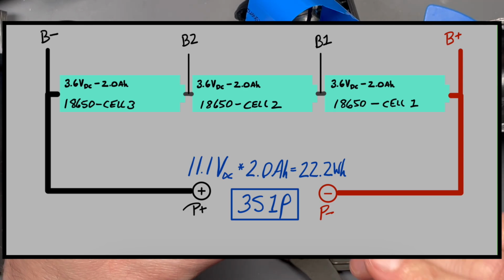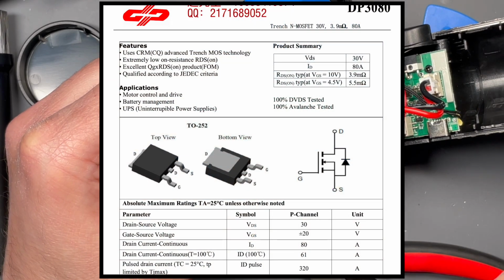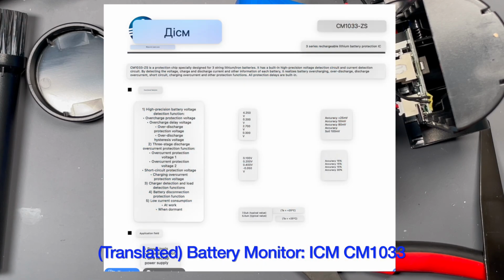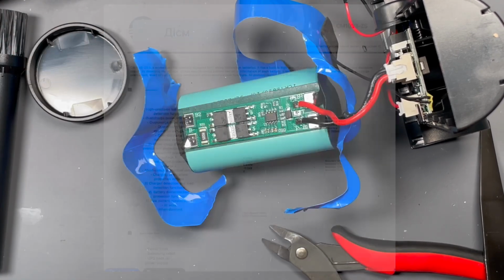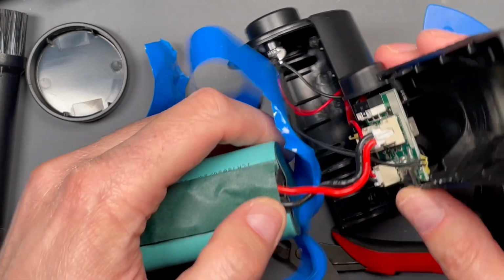And then you got these nice, pretty beefy looking MOSFETs that are set in series for both discharge and charge. And then a controller that is an ICM CM1033. I'm glad that there's not only charge balancing, but protection, both charge and discharge, on the battery pack itself. Let's get the battery disconnected.